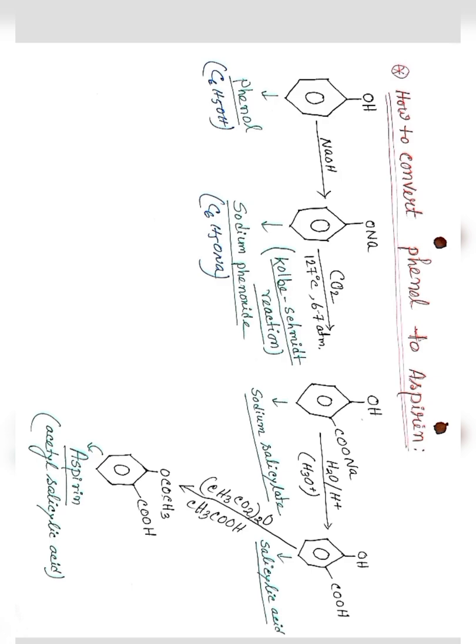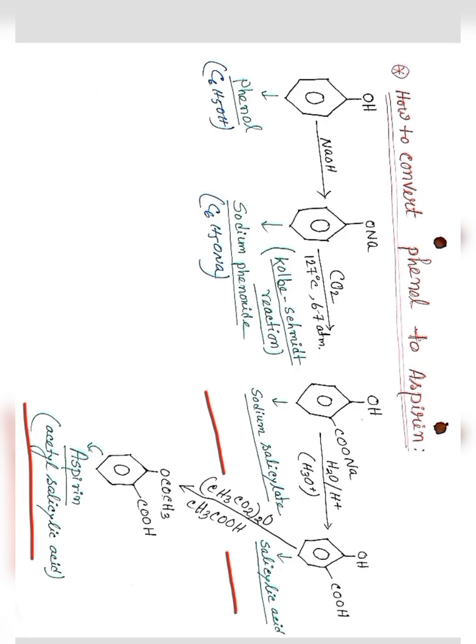This named reaction is called the Kolbe reaction, and the product formed is sodium salicylate. Sodium salicylate is hydrolyzed to form salicylic acid. Salicylic acid reacts with acetic anhydride and acetic acid to form aspirin, which is the other name for acetylsalicylic acid.